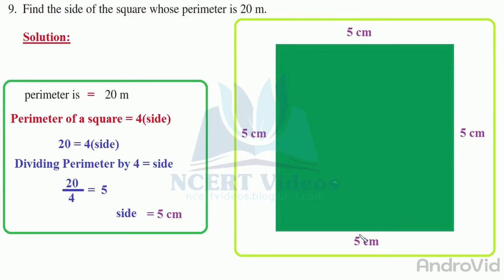Now if you multiply 5 into 4, you again get 20 as your perimeter. That also checks that your solution is correct. So this is your question number 9.